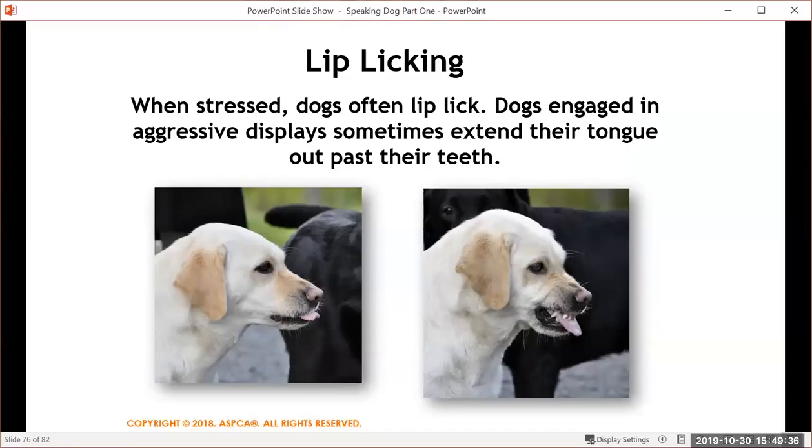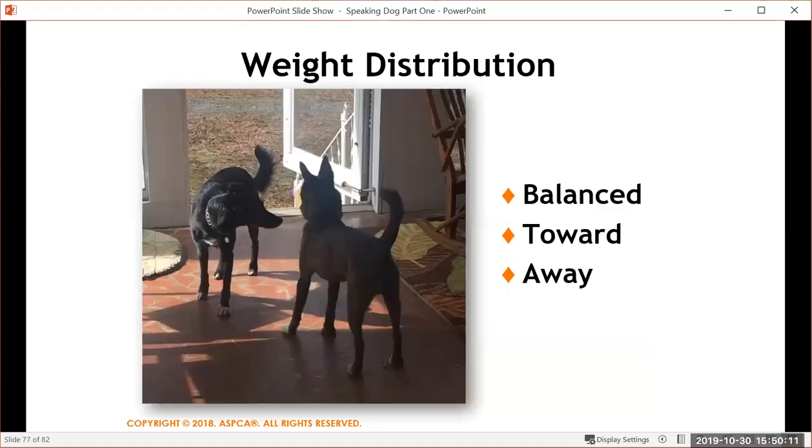Lip licking. So we mentioned a couple of examples now where you've seen the dog sticking his tongue out, and sometimes that can be combined with a lip lick, and sometimes it's just an extension of the tongue. Typically, the lip lick is an indication of stress, but when they extend their tongue out and just hold it there, it tends to be more likely to be an aggressive response. It typically happens in the context of them showing their teeth as well. And the last thing to talk about in terms of the puzzle pieces is the weight distribution.